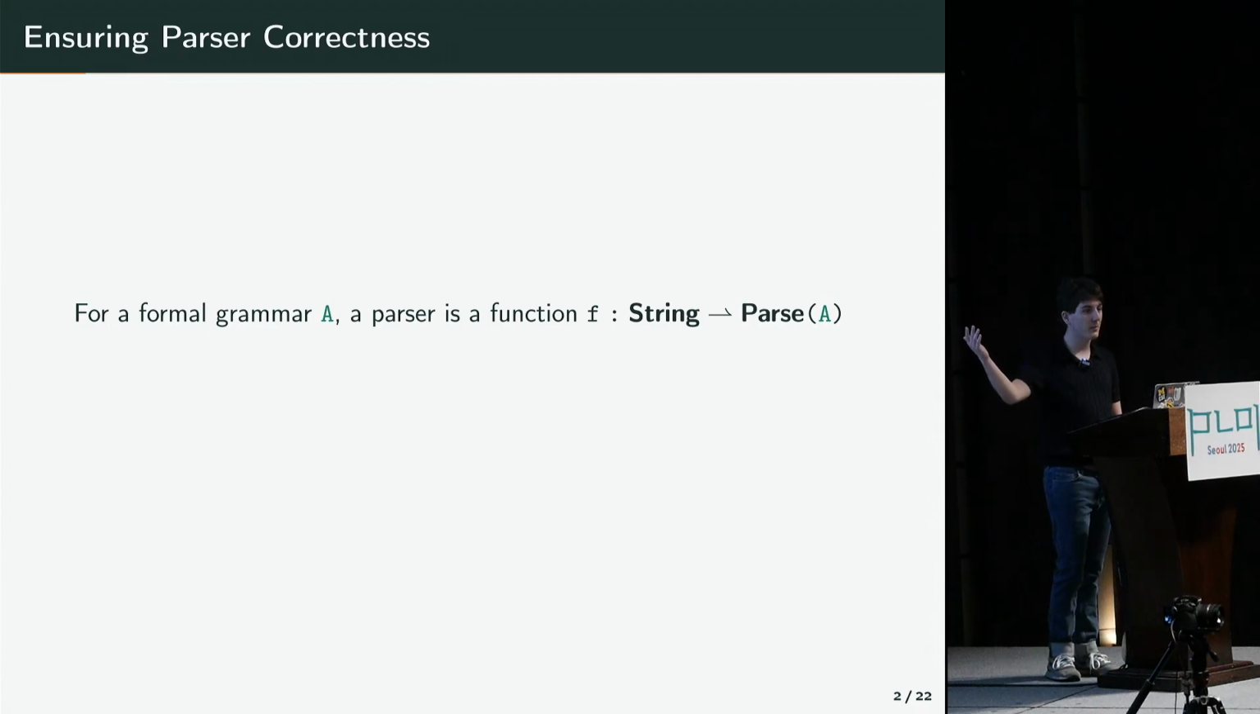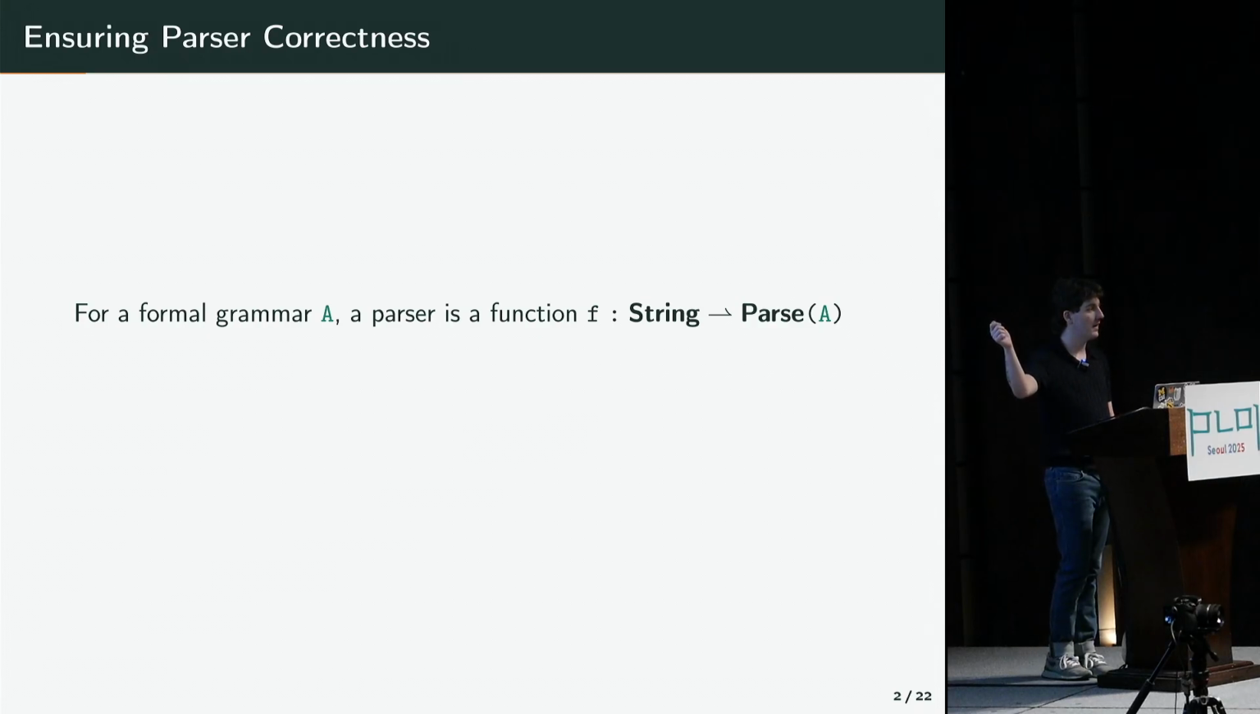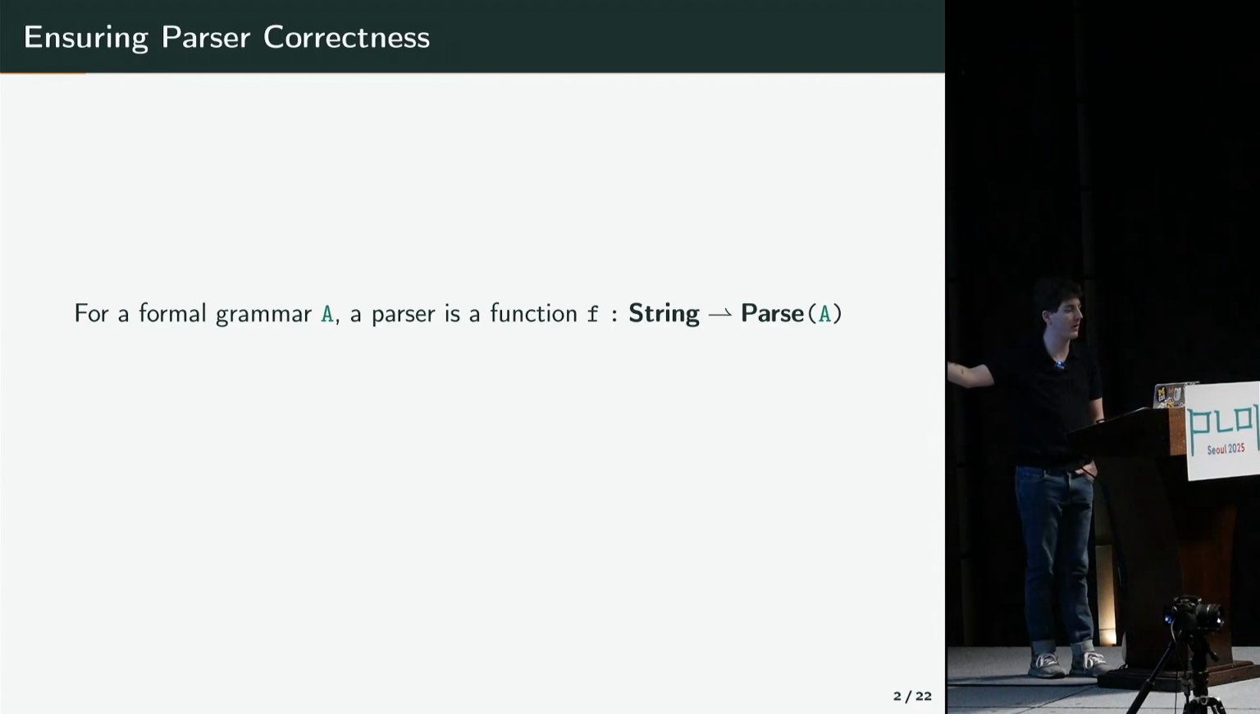So to verify a parser, we've got to give a specification for what a verified parser is. For me, a parser for a formal grammar A is a partial function that sends strings to parse trees of that formal grammar A and might fail, so it is a partial function.